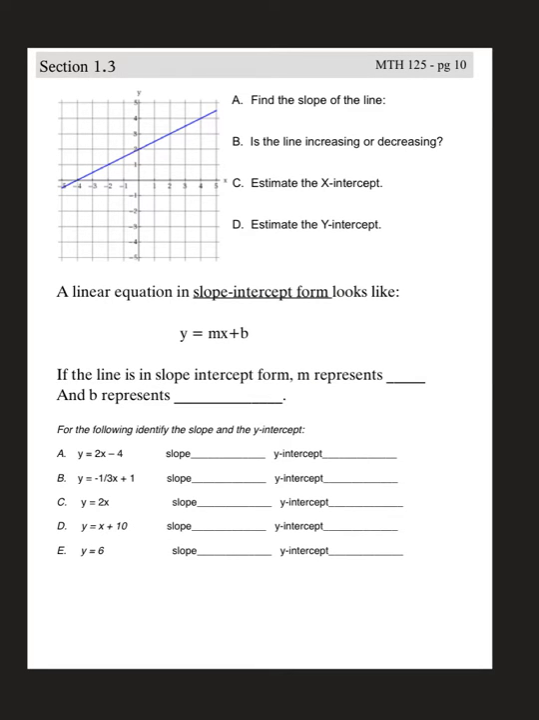Page 10 has an example at the top. What I want you to do is pause the video and answer all of the questions so that you are able to come back and check your answers with mine. So pause the video now.